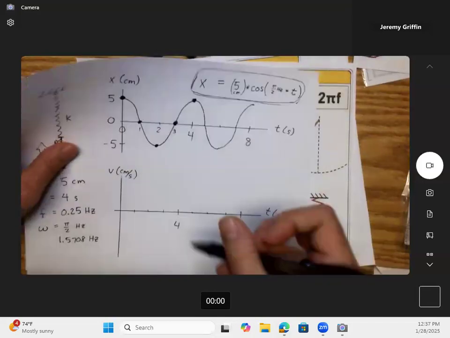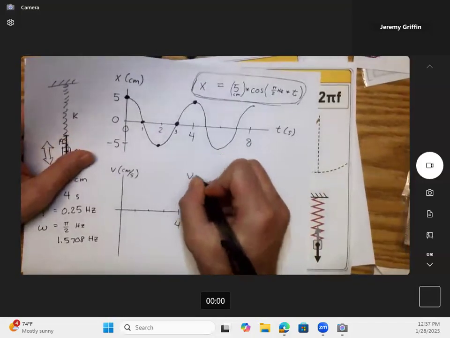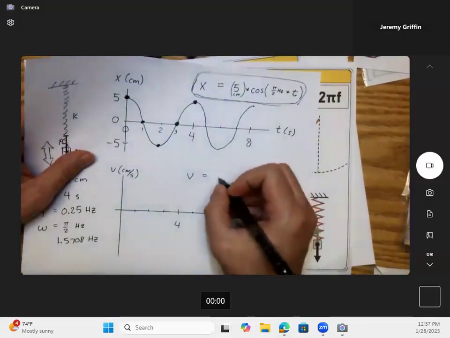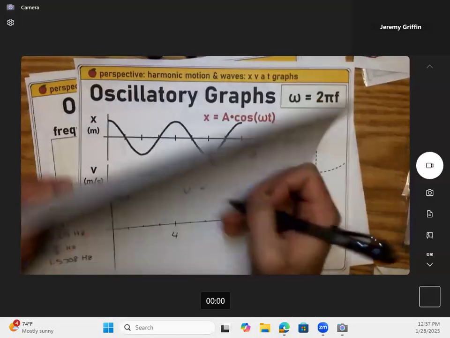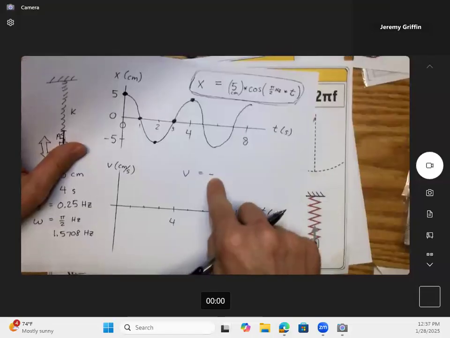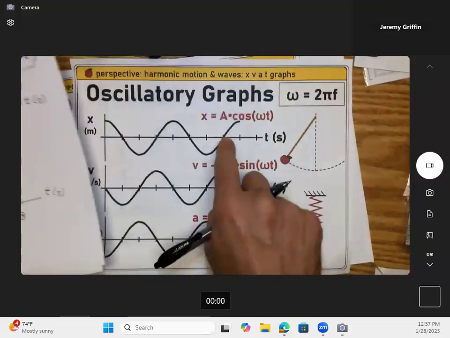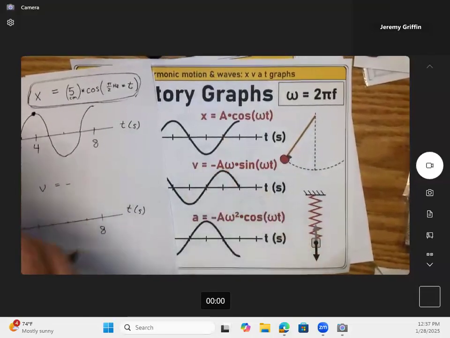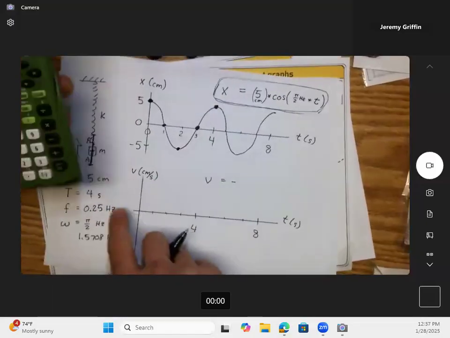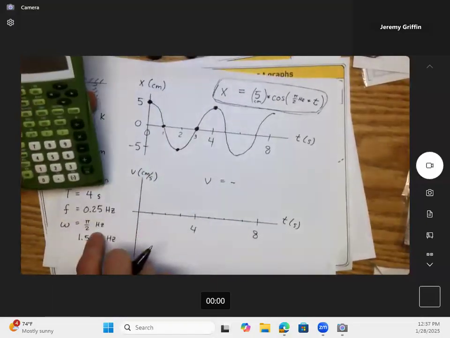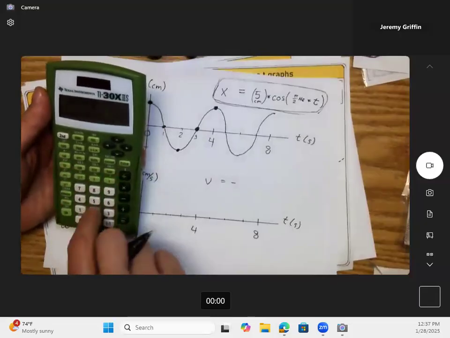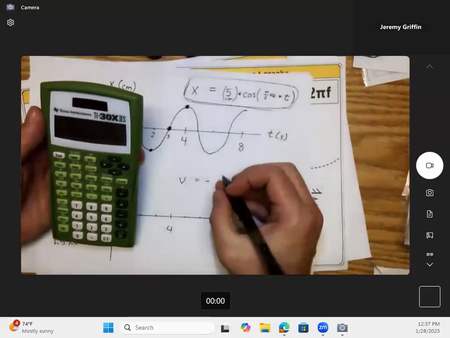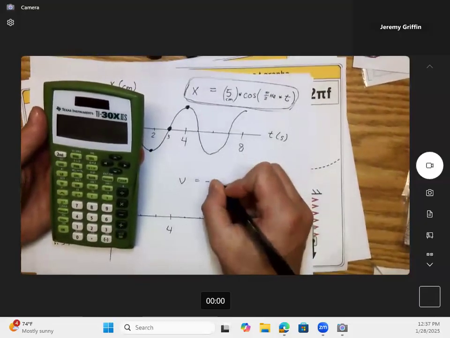So let's make that equation. Let's go velocity equals, right? And it's going to be negative. So got a negative in the mix. Now amplitude times angular frequency. Well, that's this right here. Amplitude was 5 centimeters. Angular frequency was pi over 2 hertz. Put it all together. I'm getting, here, I'm just going to go with the decimal version of this.